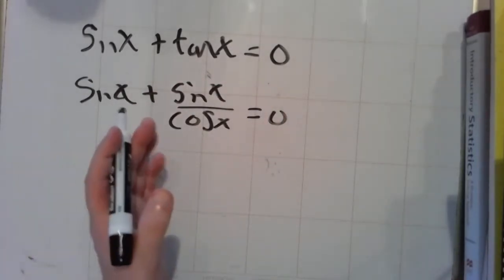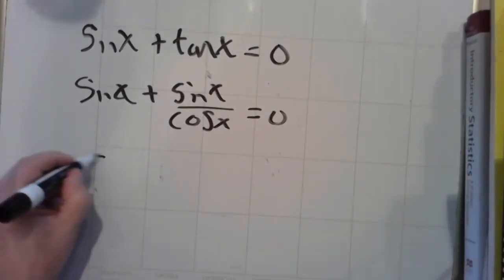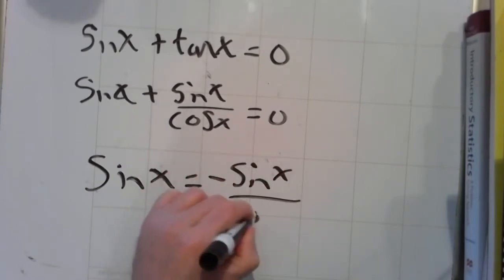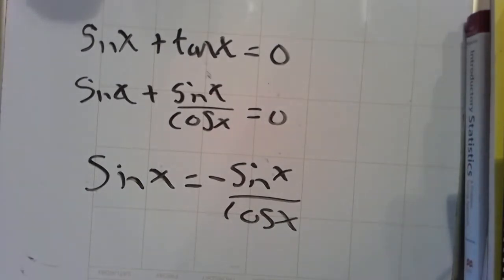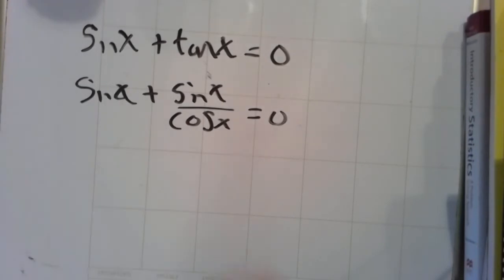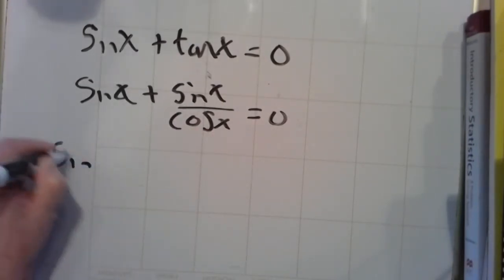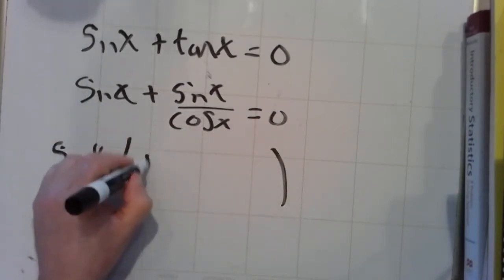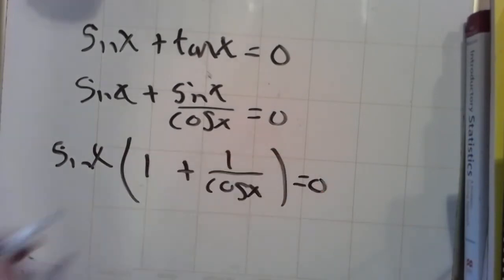Now, in this case, I want to factor. You might think, let's move this to the other side and then cancel out that sine, but you're going to lose solutions if you do that. That's not what you want to do. Never cancel out one of your x's. Factor. I could pull out sine of x, because there's a common factor of sine. That would give me 1 plus 1 over cosine of x equals 0.